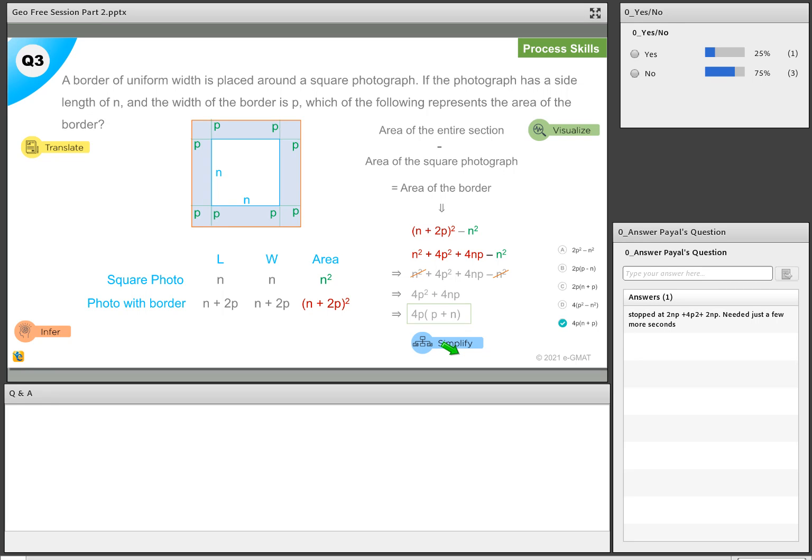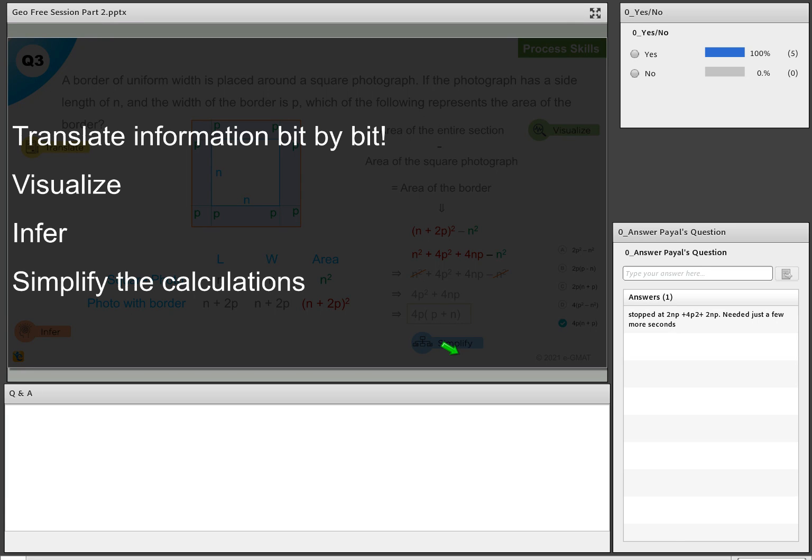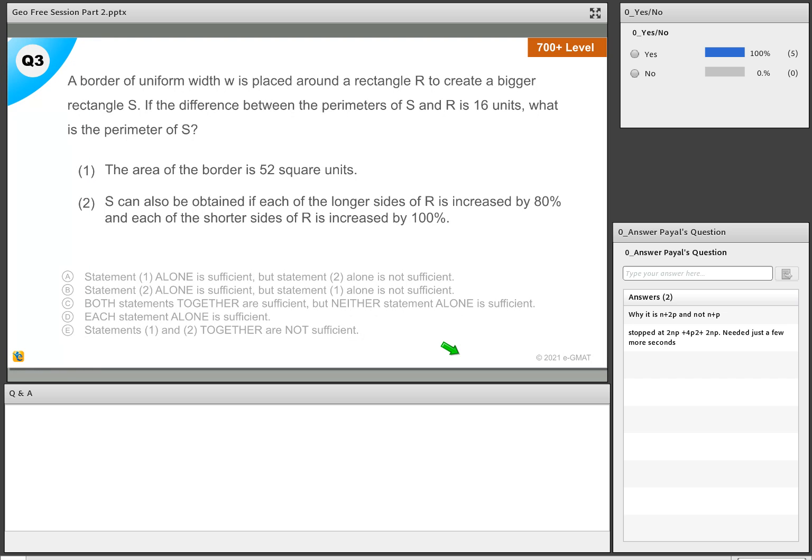All right. Now with this, is everyone confident about how to solve this question? Because now I'm going to give you the data sufficiency question. It's going to be exactly the same principle that you're going to apply, just in the form of a data sufficiency question. So be sure to apply all the skills that you've learned to solve data sufficiency questions. From this question, the learnings are: you translate information bit by bit, you visualize, you infer, you simplify the calculations. Now let's try our hand at this question.